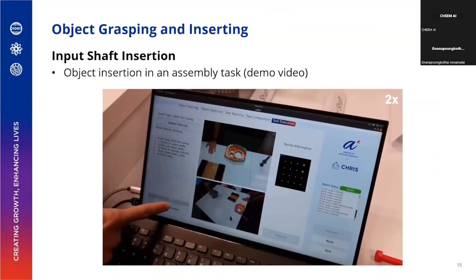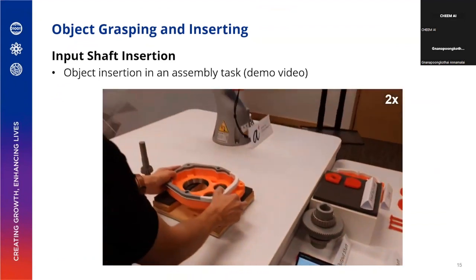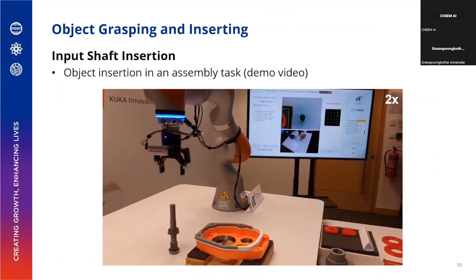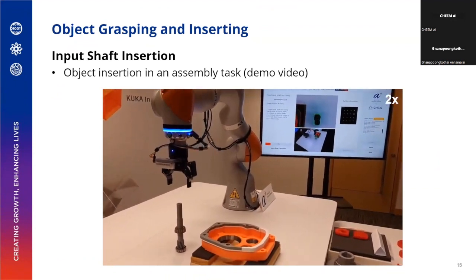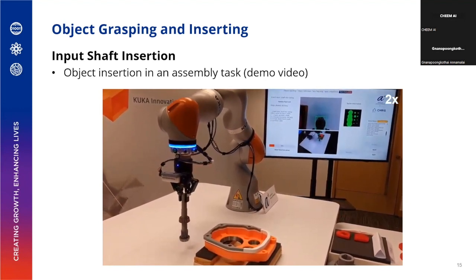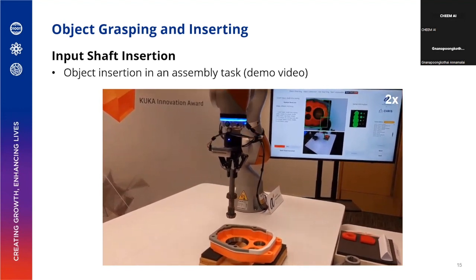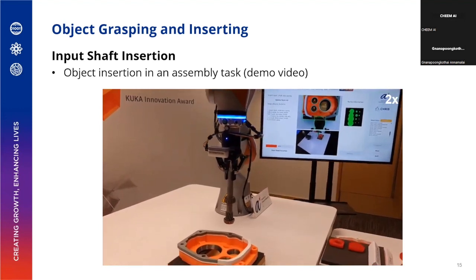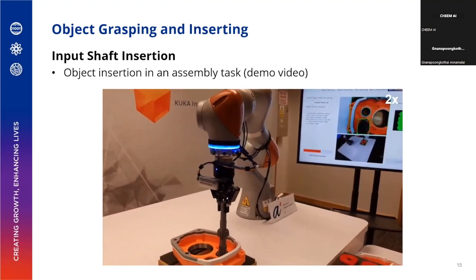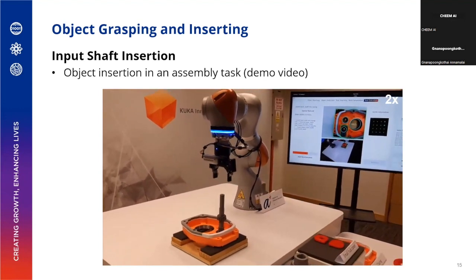Here's a short video to show the object insertion in an assembly task using the visual tactile feedback. We use the global camera to localize and further use the eye-in-hand camera to locate the input shaft. Almost done. Location, then we do the insertion. So with all this multisensory information, we can successfully insert the input shaft into the casing base here.